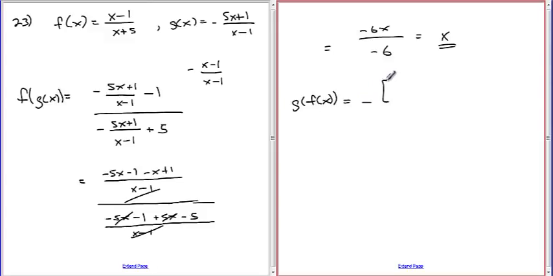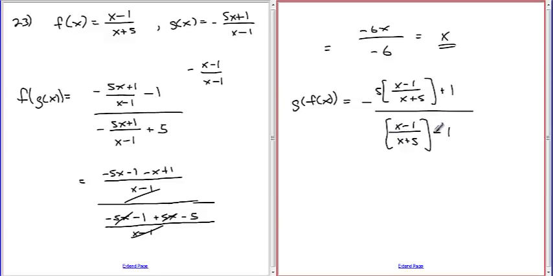So you get negative the quantity, instead of x, so you'll have 5 times x, but x is x minus 1 over x plus 5. And then you add 1 to that. And then you divide by x. So for x, we put in x minus 1 over x plus 5, and we subtract 1 from that.